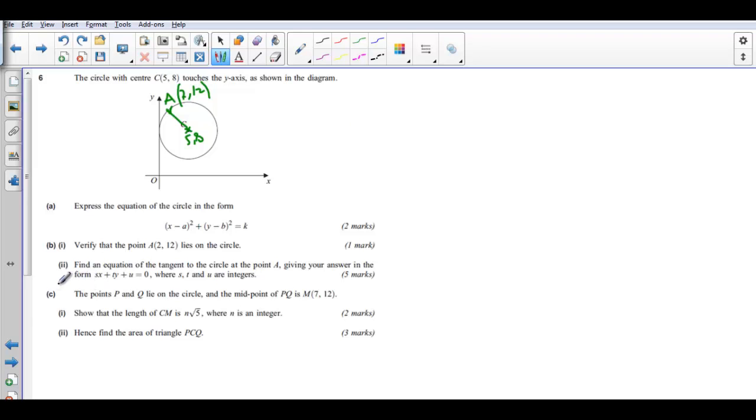Okay, so we are now on to part C. The points P and Q lie on the circle, and the midpoint of P to Q is M, which is at 7, 12. So remembering that the centre was at 5, 8, probably here, our midpoint is probably about there. Maybe P and Q are looking something like that. Let's go for this one can be P, this one can be Q. We do know we're going to have a nice right-angled triangle there, don't we? Other things we know about that triangle, we know that the radius is 5, so that's 5. There's our right angle.